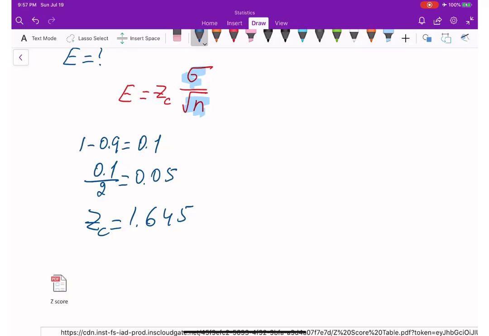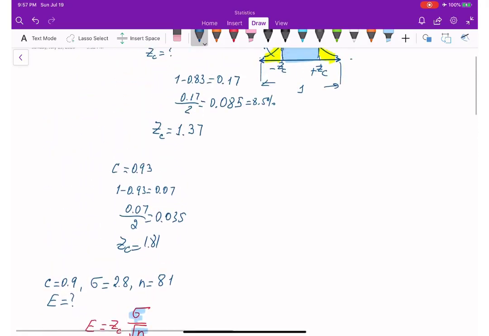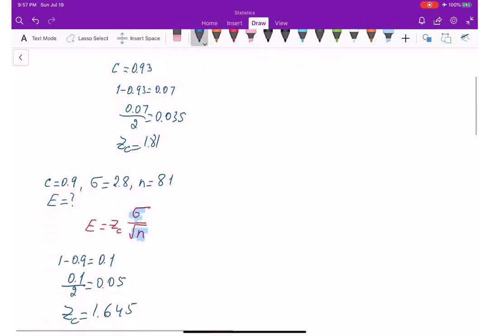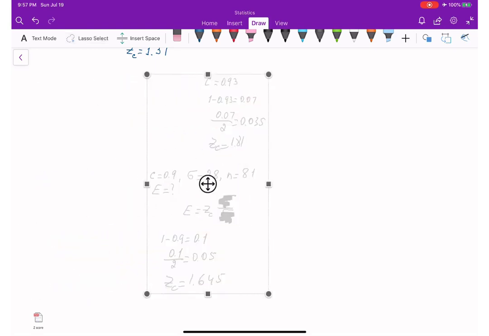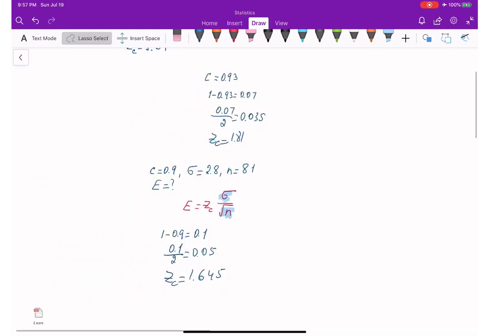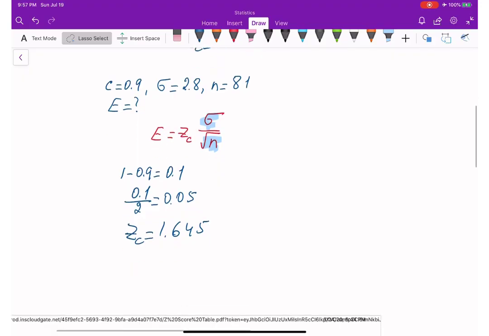Which means in the positive version Z critical is equal to 1.645. Z critical, we are taking the positive value. All right, 1.645. Once we have our Z critical, we can find our margin of error.